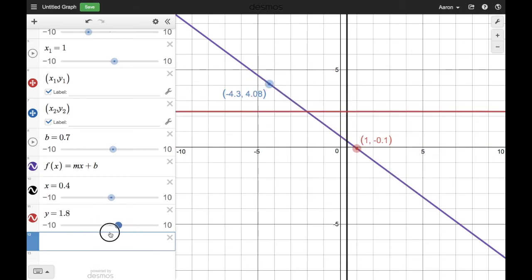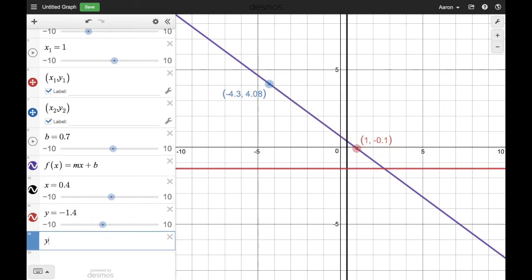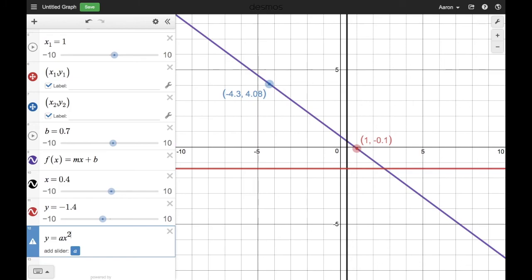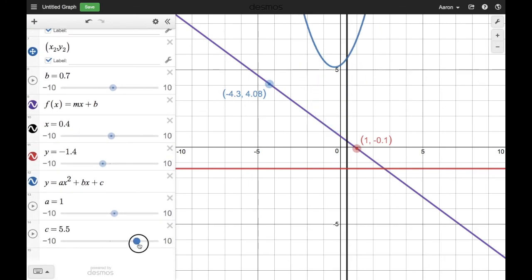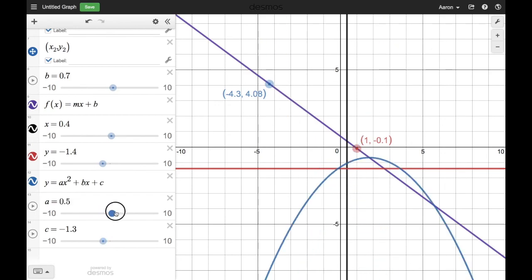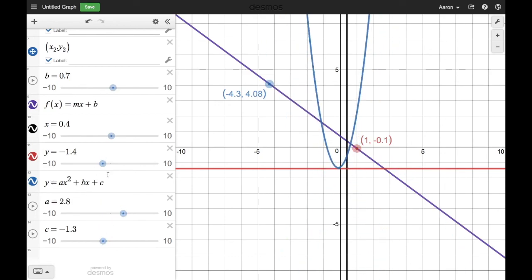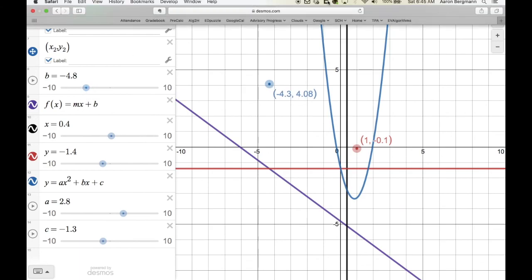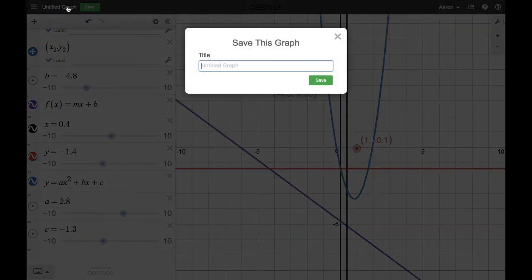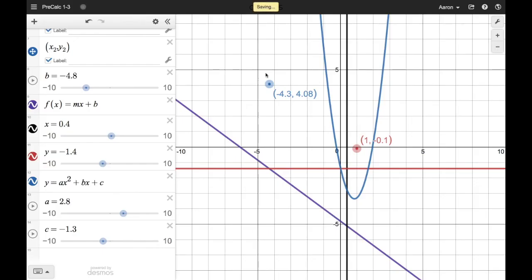That's a vertical line. While we're at it, let's do y equals the parabola that you saw. y equals ax squared plus bx plus c. Sure, let's add all the sliders so that we get parabolas that we can change. Any formula that you want to type in, you can always type it in here, get some sliders, and then have fun seeing what they do when they change. Let's save this as PreCalc 1.3, save, and there it's done.